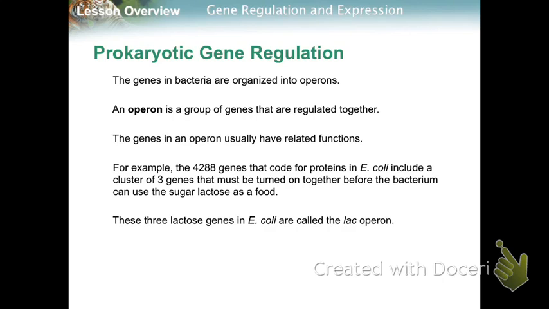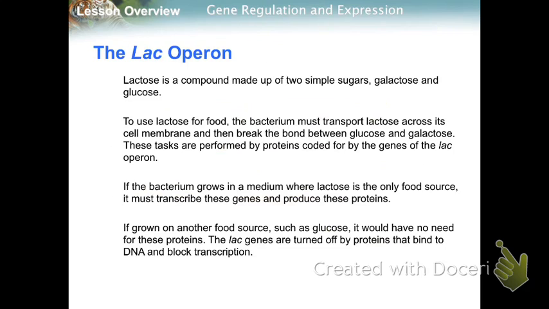The genes in bacteria are organized into operons, which is a group of genes that are regulated together. Usually, the genes in an operon are related to one another with respect to what they do. In the bacterium E. coli, there are 4,288 genes, and there is a cluster of 3 of those genes called the lac operon that help the bacterium E. coli break down lactose, which is the sugar that's found in milk. Here's how that works.